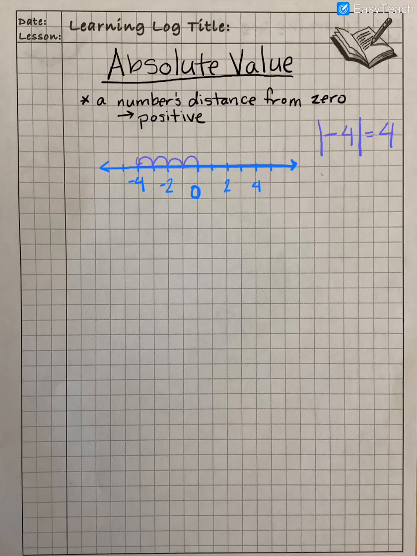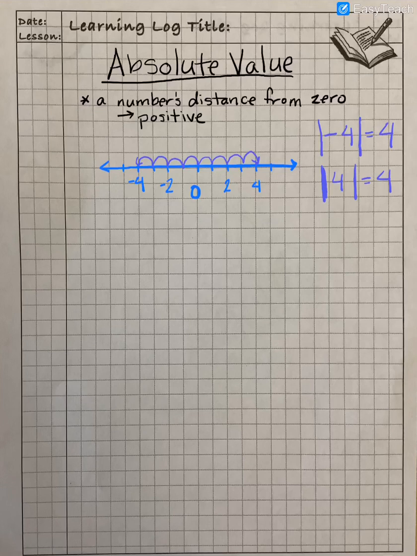Well, what if we take the absolute value of positive 4? So again, we start at our number 4 and we count how many steps it takes to get from 0 to that number. 1, 2, 3, 4. So whether I'm going to a negative 4 or a positive 4, my absolute value is 4.